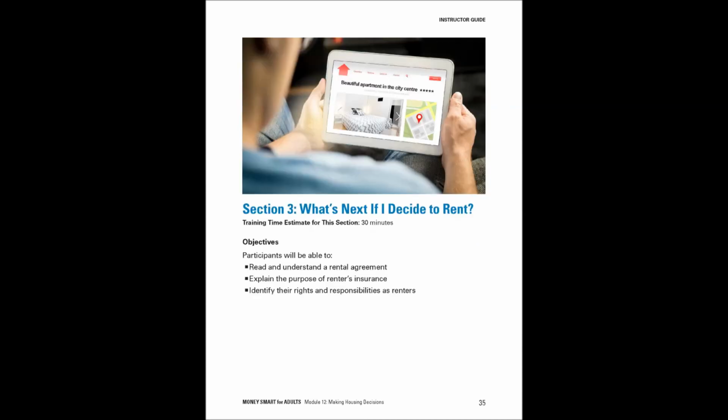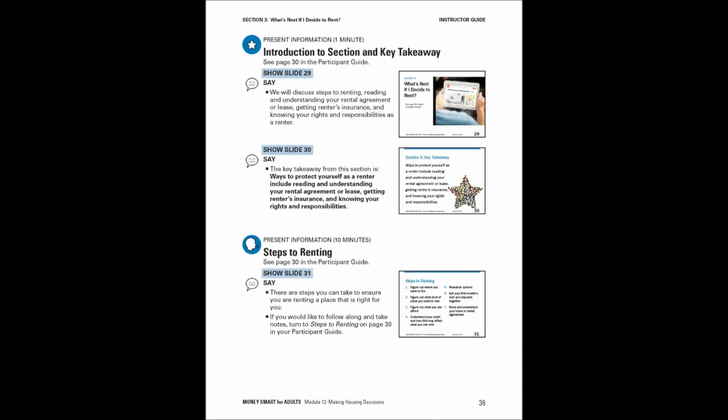Section 3. What's next if I decide to rent? The objectives here is participants will be able to read and understand a rental agreement, explain the purpose of renter's insurance, identify their rights and responsibilities as renters. So you're going to introduce the section and of course come right into the key takeaway. Ways to protect yourself as a renter include reading and understanding your rental agreement or lease, getting renter's insurance, and knowing your rights and responsibilities.